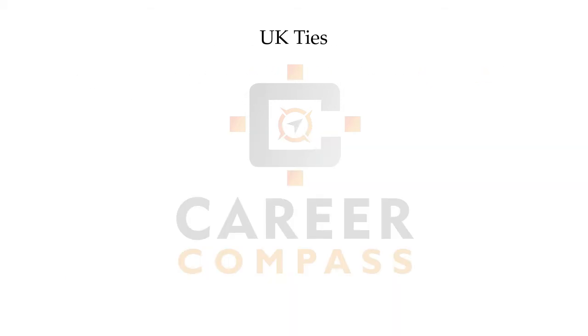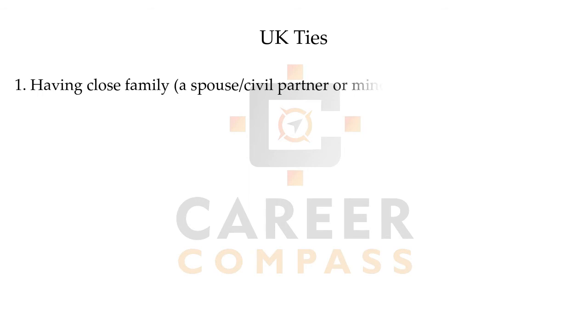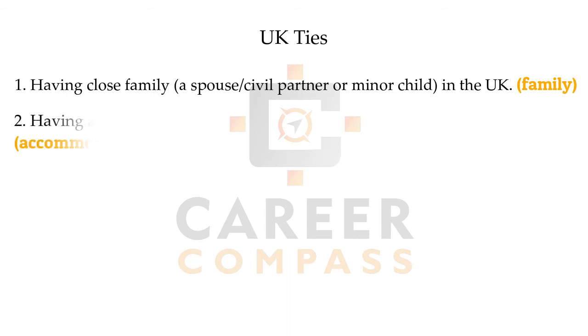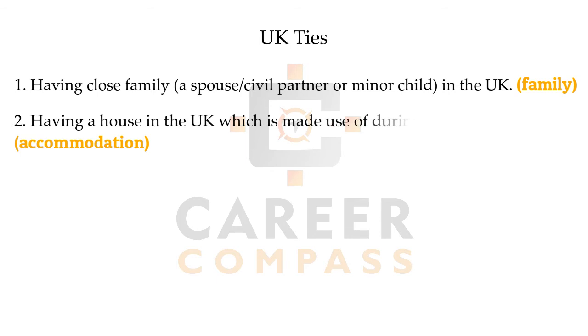Students, the ties I am talking about are a list of 5 ties which a person can qualify. One by one we will see the UK ties. The first tie is family. If the person has any kind of close family in the UK, then that person qualifies for the first tie. Second, if the person has any kind of home in the UK and he has made use of that home, then the second tie will also be satisfied.